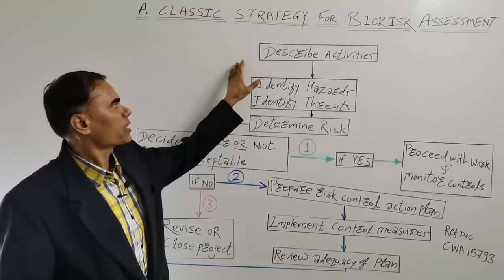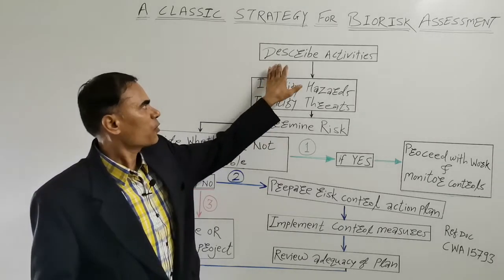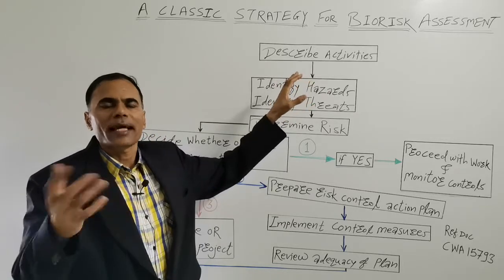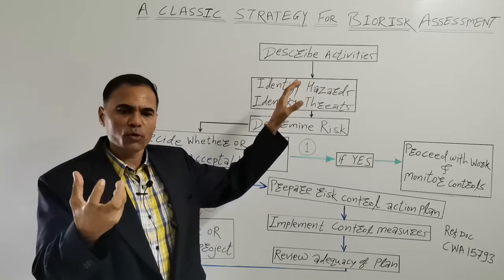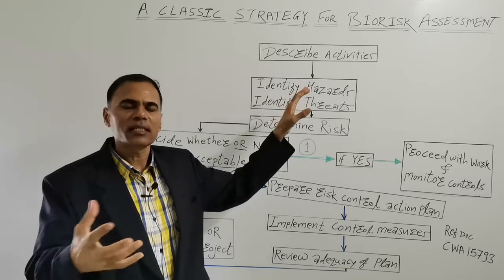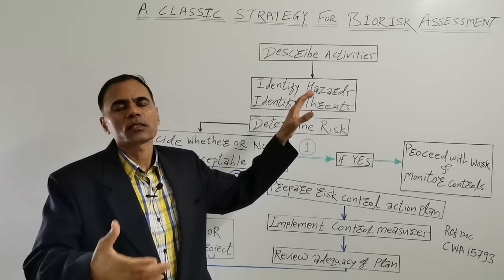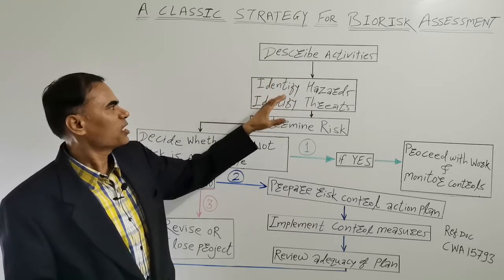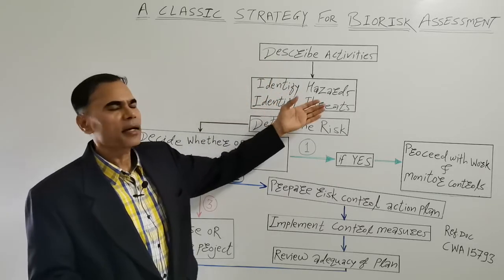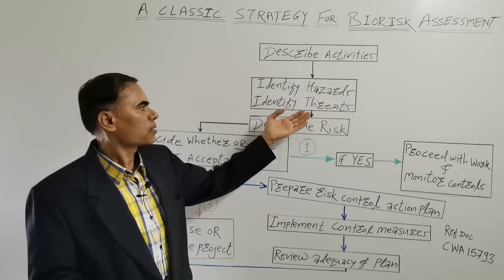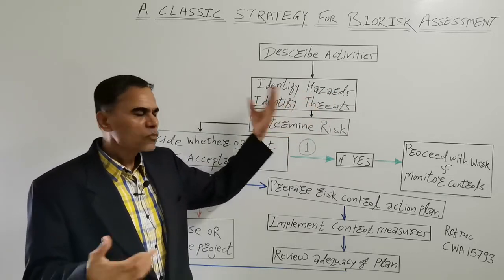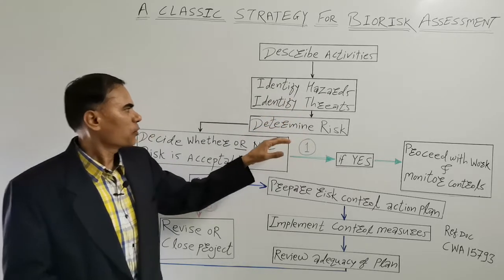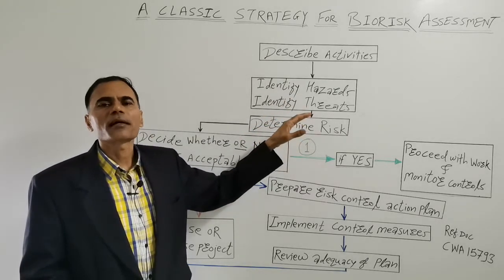So first of all, what you can do is describe the activities and gather the information about your project as well as the facility where the project activities will be carried out. Once you have all that information, you will be easily able to identify the hazards as well as threats there. And once you identify the hazards and threats, you can determine the risk.